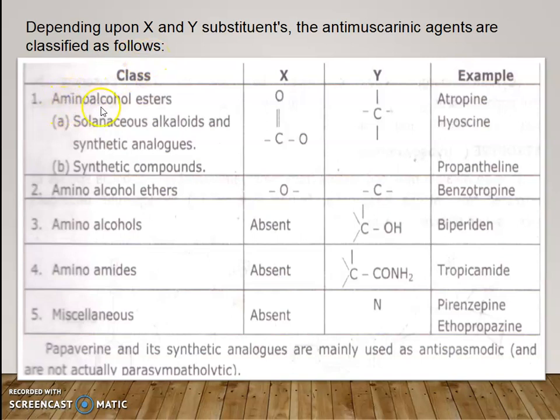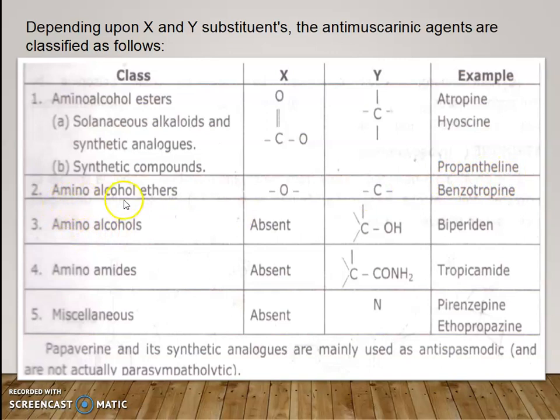Class first, amino alcohol ester, which is again divided into solanaceous alkaloids and synthetic analogs and synthetic compounds. In amino alcohol ester, the X group is C double bond O, that means an ester group is present, and at the Y position a tertiary carbon is present. For example, atropine, hyoscyamine, and from synthetic compounds the example is propantheline.